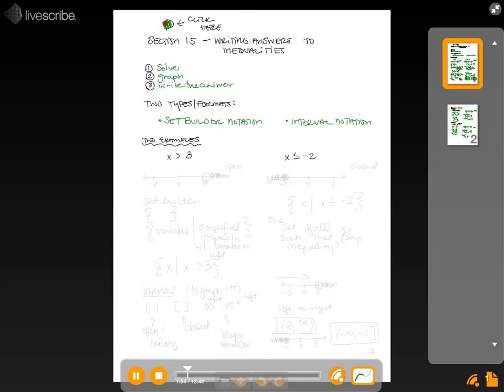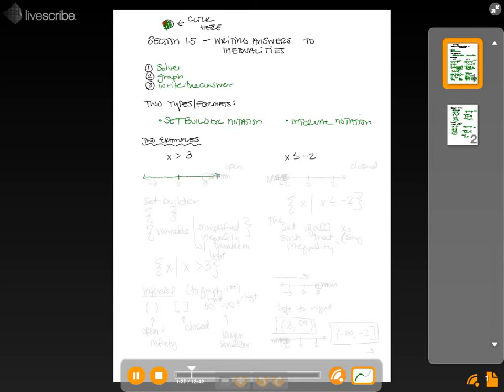Now, I'm assuming that you understand the first two steps already, how to solve an inequality and how to graph it. So we're starting out with two simplified solved answers. We've got x is greater than 3, and then x is less than or equal to negative 2. We're going to look at these two when we write our answers. We need to have them graphed, so we're going to go ahead and graph these.